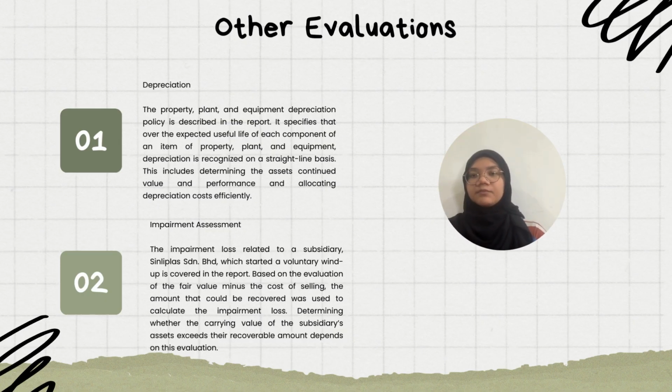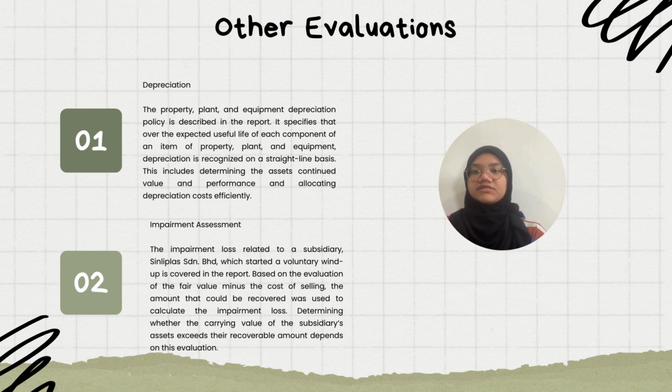Depreciation. The property, plant and equipment depreciation policy is described in the report. It specifies that over the expected useful life of each component of an item of property, plant and equipment, depreciation is recognized on a straight line basis. This includes determining the asset's carrying value and performance and allocating depreciation costs efficiently.